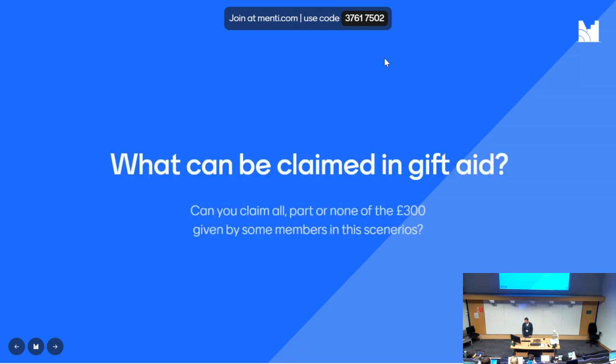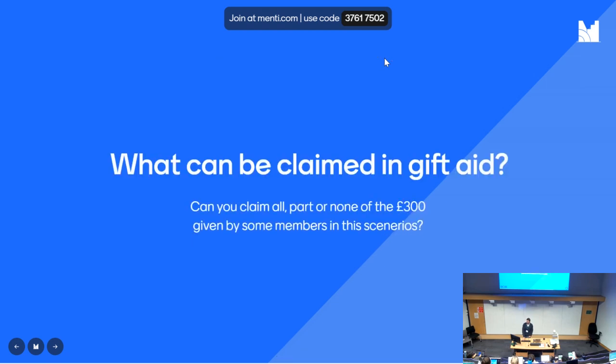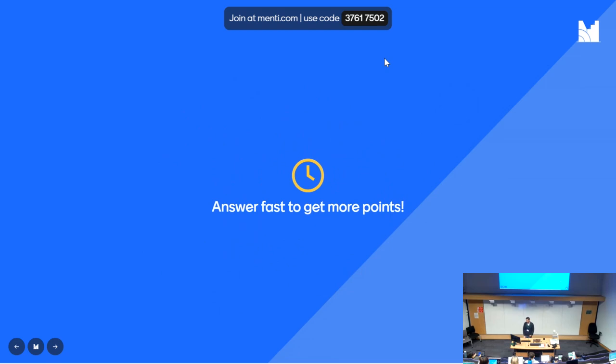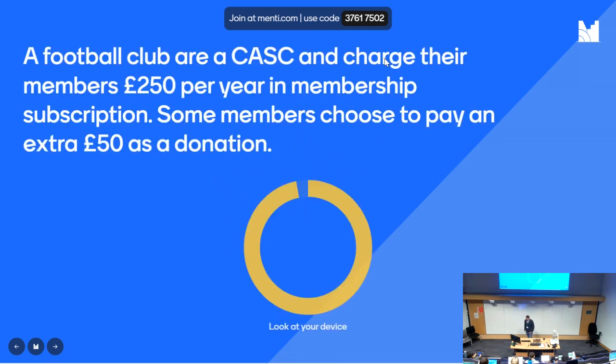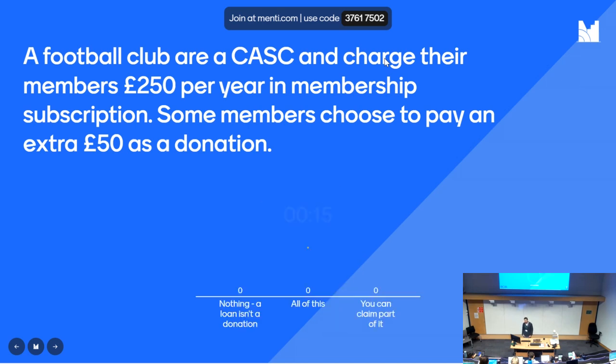Sorry. Can you claim all, part, or none of the £300 in this scenario? A football club or a community amateur sports club charge their members £250 per year in membership subscription. Some members choose to pay an extra £50 as a donation. Can you claim all, some, or nothing? You can claim part of it. Why can you claim part of it? Which part can you claim? The £50. Well done.